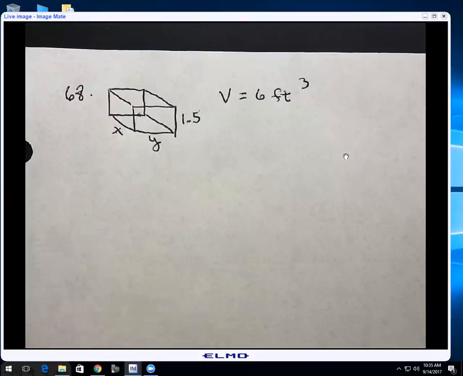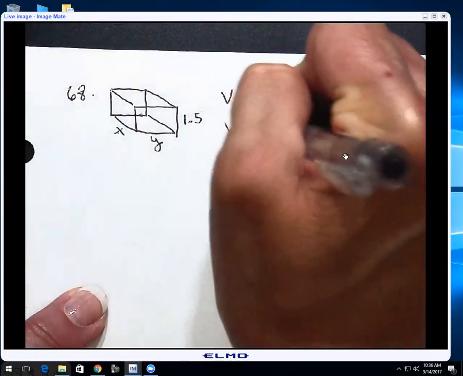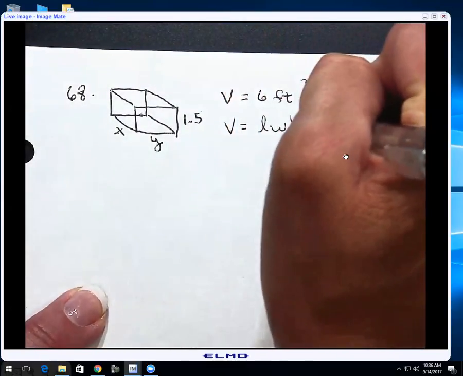Got any ideas? What's the one thing that we know here? Actually, we know two things. We know the height is 1.5. We know the volume is 6. Do we know how to find the volume of an aquarium? We don't have an aquarium volume formula, but we have a rectangular solid formula for volume. It's length times width times height. That's what volume always is. So what could I put in the place of volume equals length times width times height, and that's supposed to equal 6?